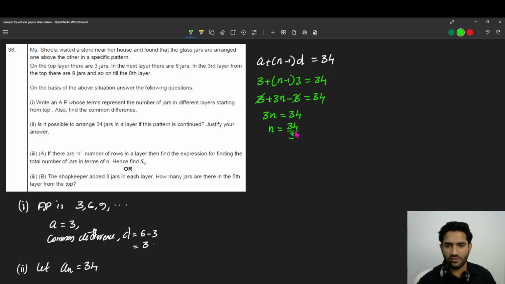What is 3 plus 4? It is 7. 7 is not divisible by 3. So if you are dividing, we'll get 11.33333. So n means natural number. So 11.3 is not possible. Not possible to arrange 34 jars.